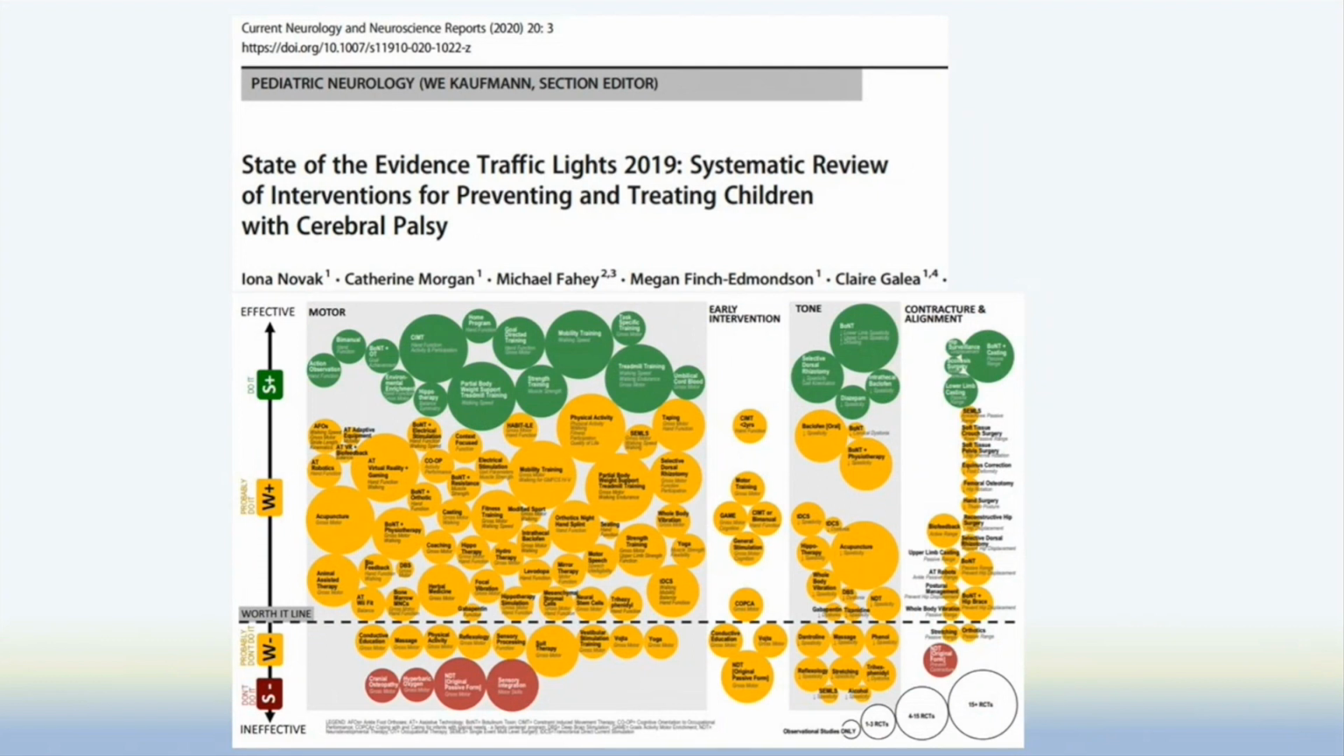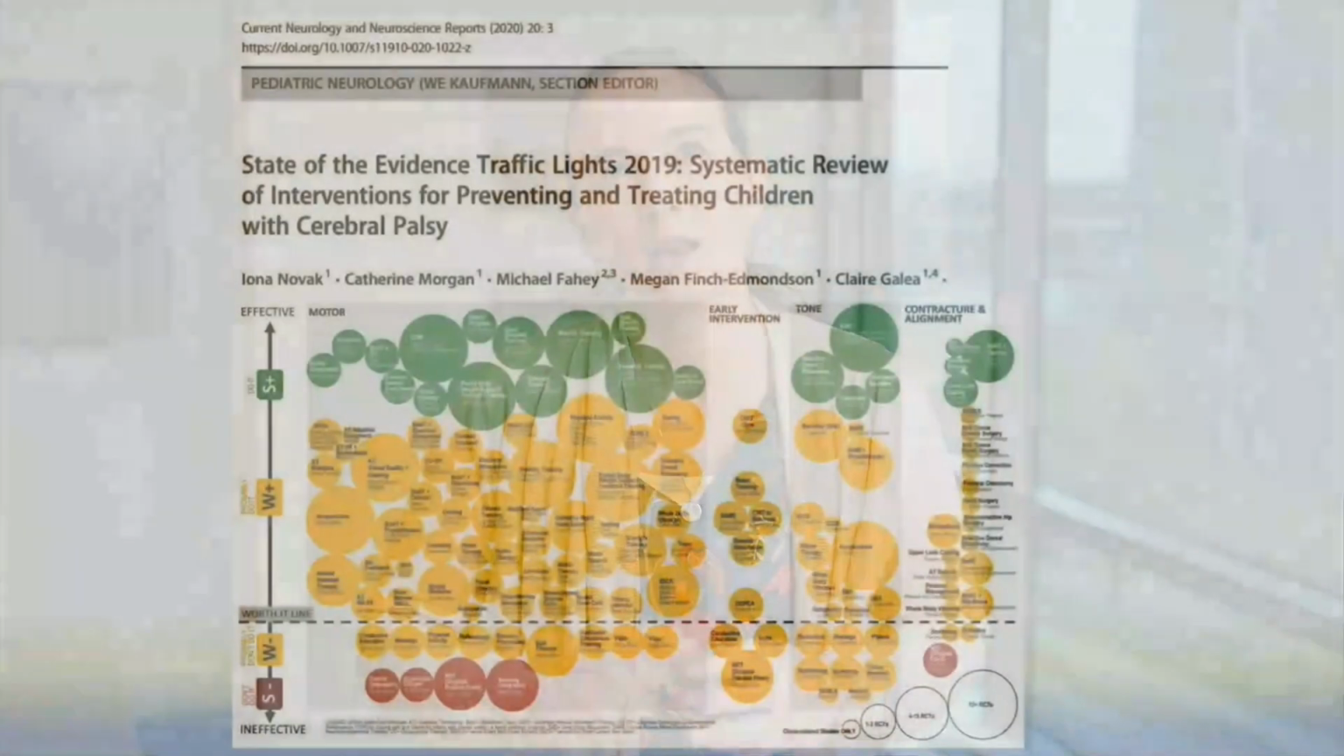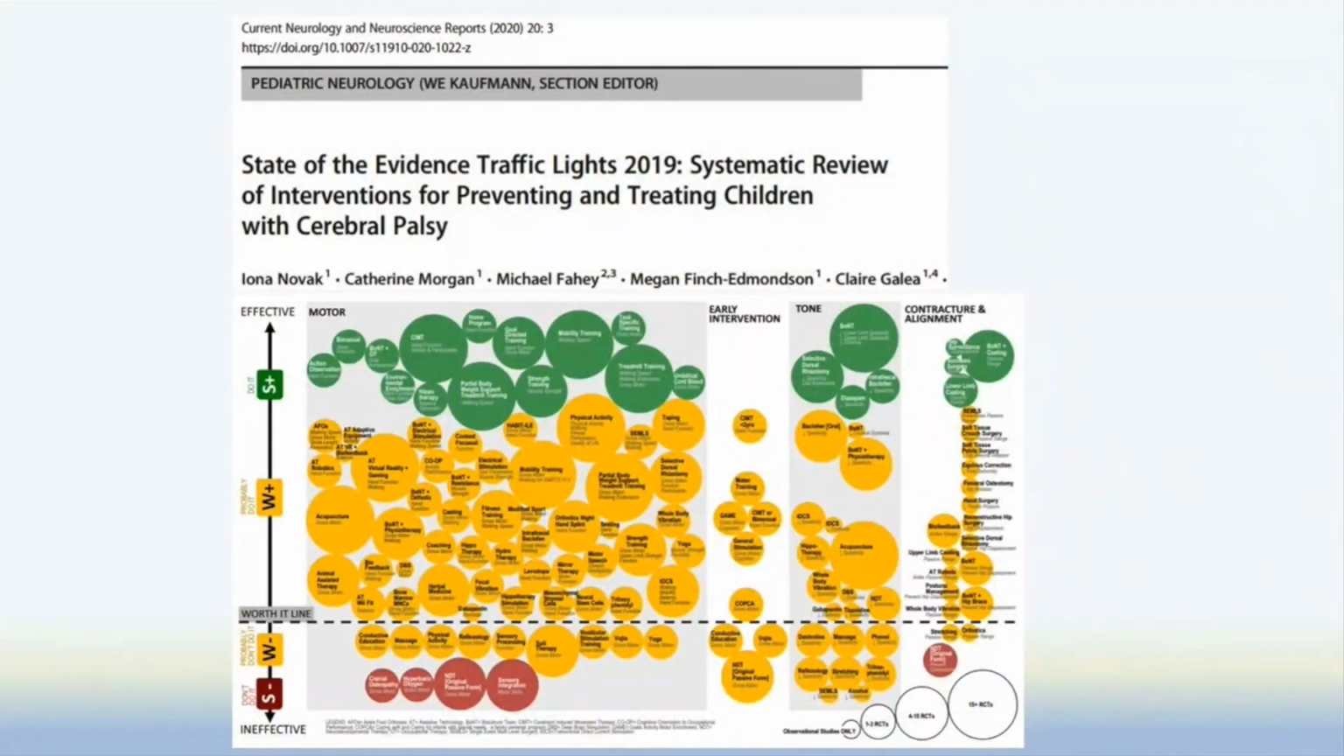So next part of the talk, I want to come back to another beautiful article by Dr. Novak. So talking about the evidence in interventions for preventing and treating children with cerebral palsy. Dr. Novak was the author of our first big article talking about early diagnosis with the different measures in the graph. Dr. Novak is the lead author in this article too. These are stoplights, traffic lights, published in 2019.